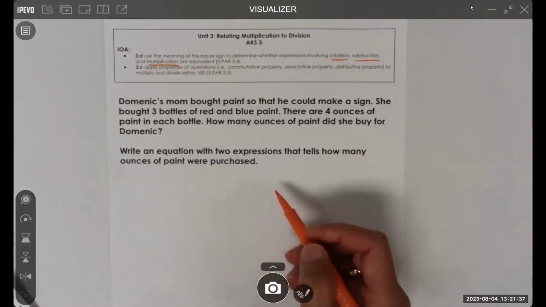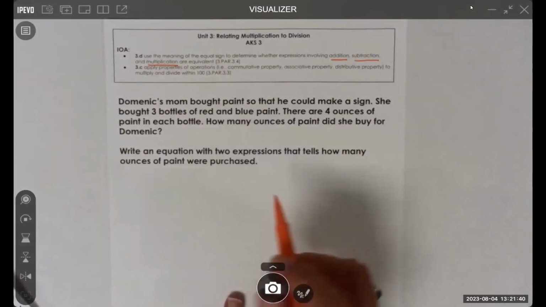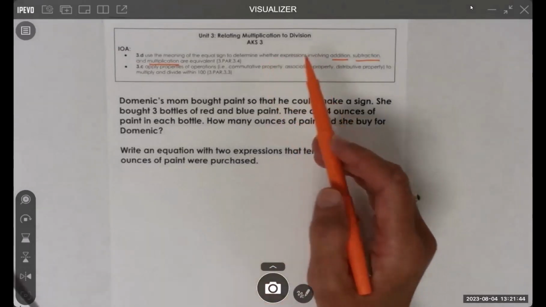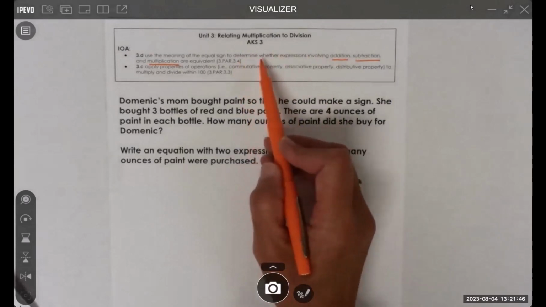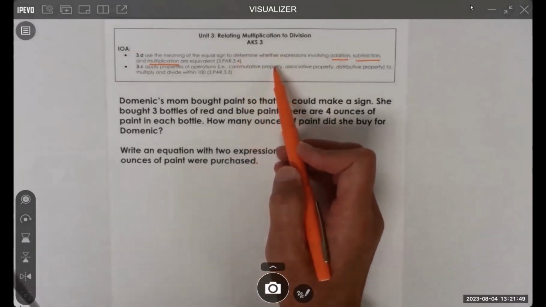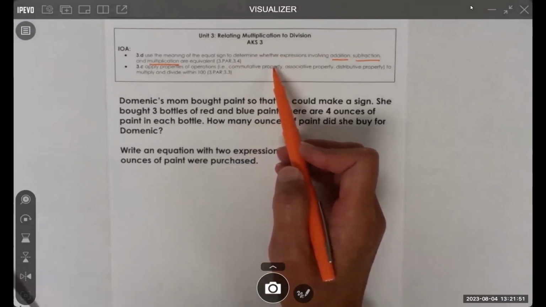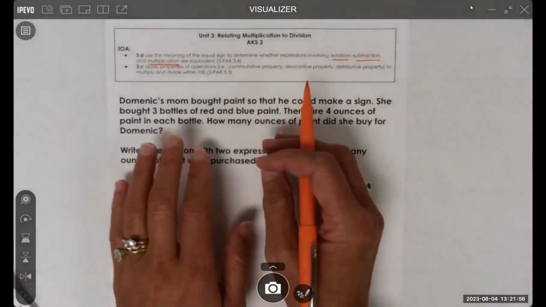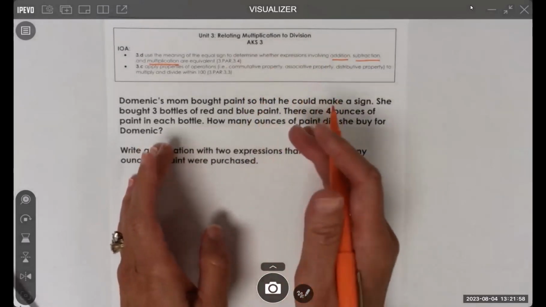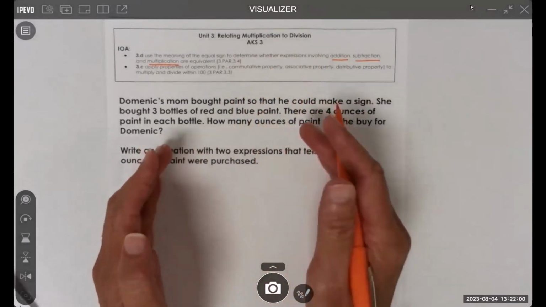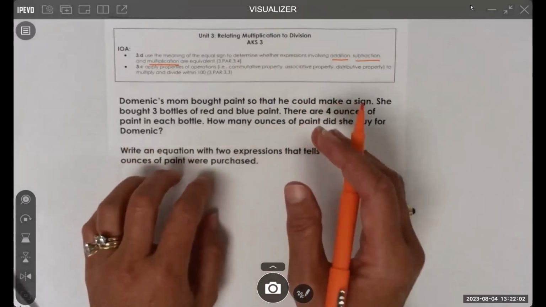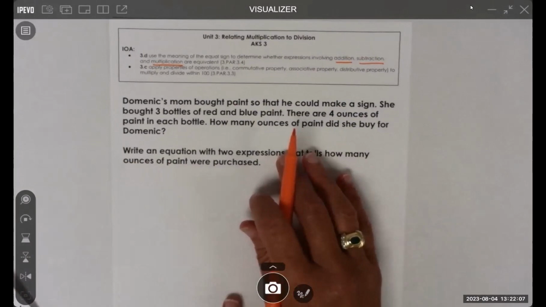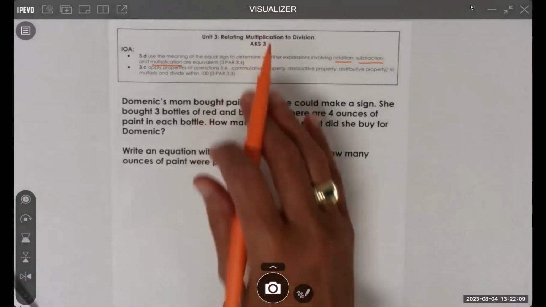It is imperative that students understand the meaning of the equal sign, and this is the main thing in order to gain access to determining whether or not expressions are equivalent to one another. They need to understand that the equal sign means that this side of an equal sign is the same as, or has the same value as, this side of the equal sign, assuming there were two values on either side. We are going to talk through this problem to get at the heart of what this IOA is asking us to do.